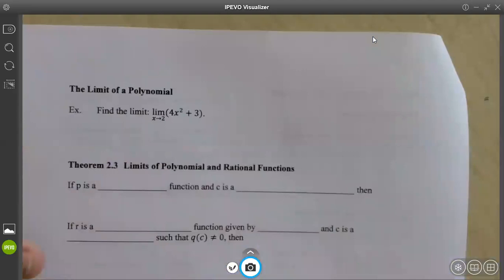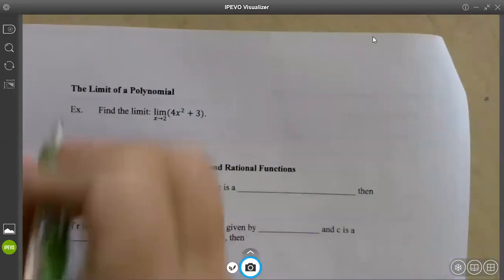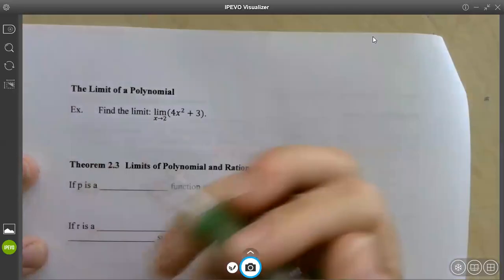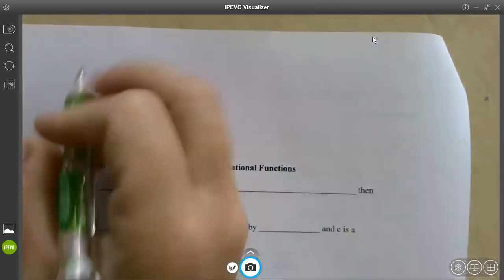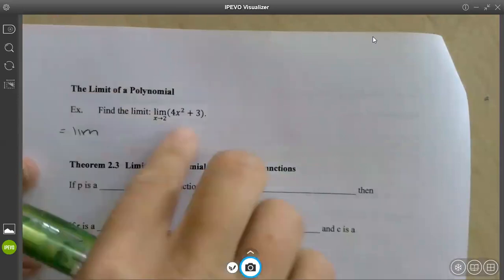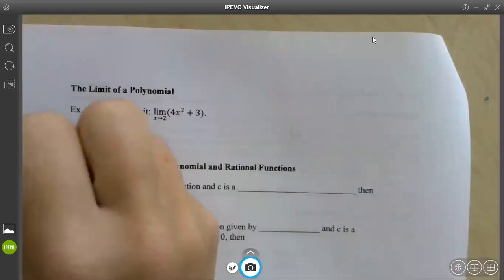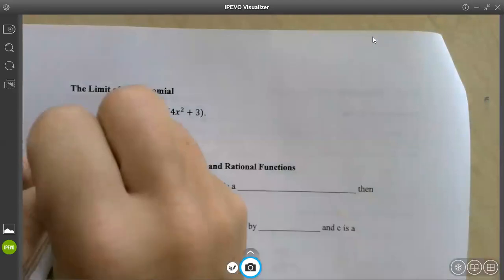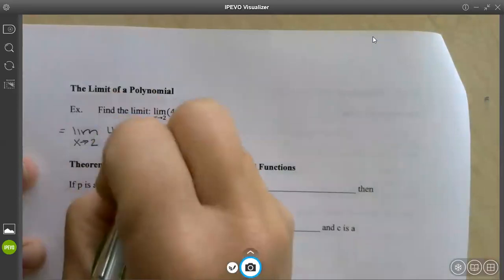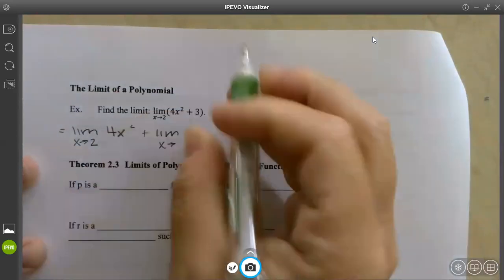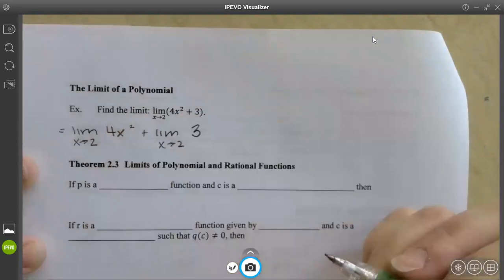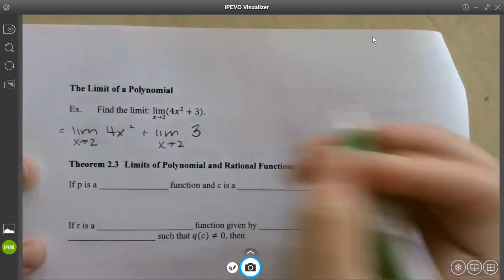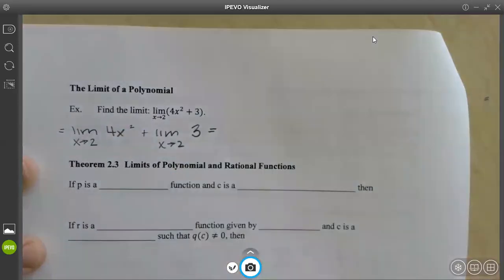All right, find the limit as x approaches 2 of 4x squared plus 3. This is like breaking it down a lot. There's no point in really breaking it down like this, but I'm going to go ahead and do it anyway. This is the same thing as the limit as x approaches 2 of 4x squared plus the limit as x approaches 2 of 3. This again is just using the properties. You do not have to do it like this. It's just showing you those properties.